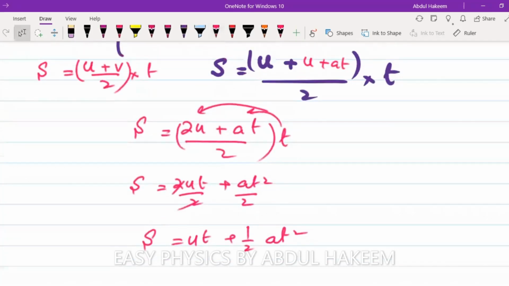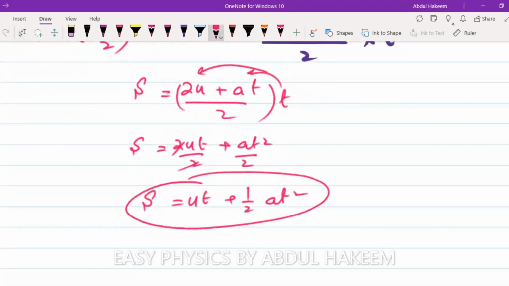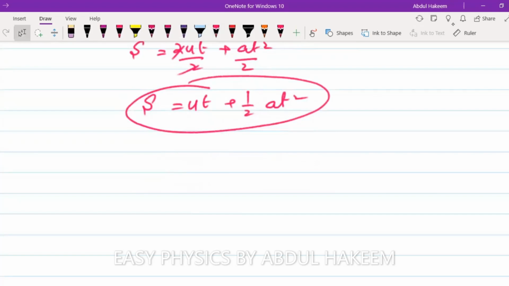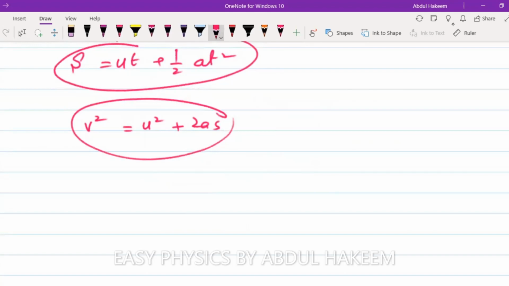And this equation, v is equal to u plus at, the first one, and the second, these are valid only when the acceleration is constant. And similarly, you can determine v square is equal to u square plus 2as. And for this equation also, this acceleration is constant.